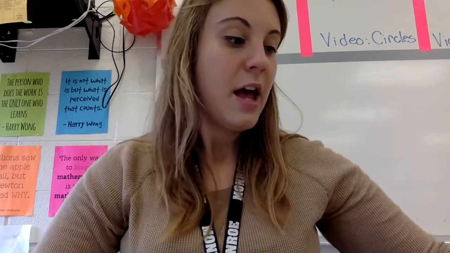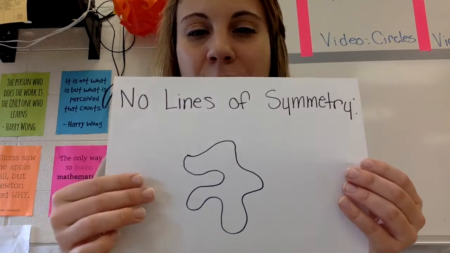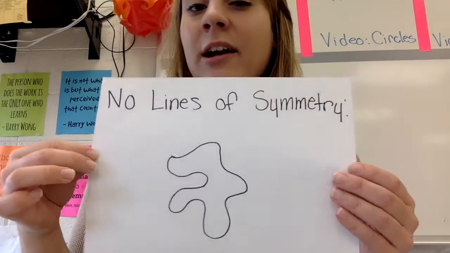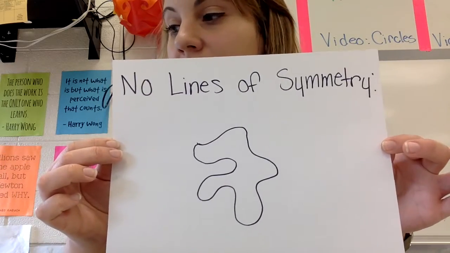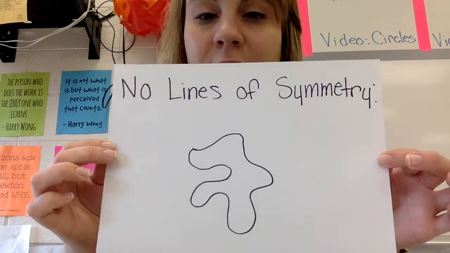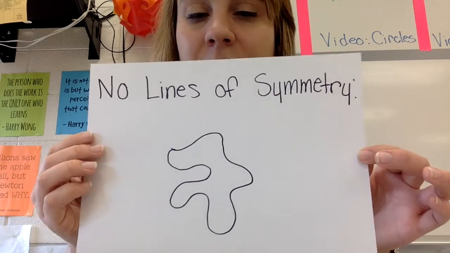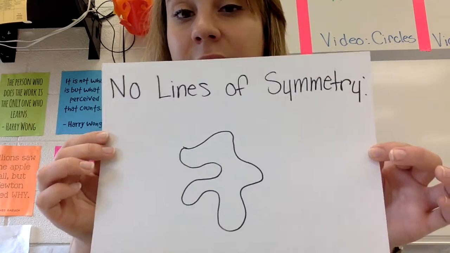All right, the third category is shapes with no lines of symmetry. I just drew a little blob, amoeba type thing here. There is no way we could fold this shape so that it would fall on top of itself. There's no way we can cut this shape so that our two pieces look exactly alike.